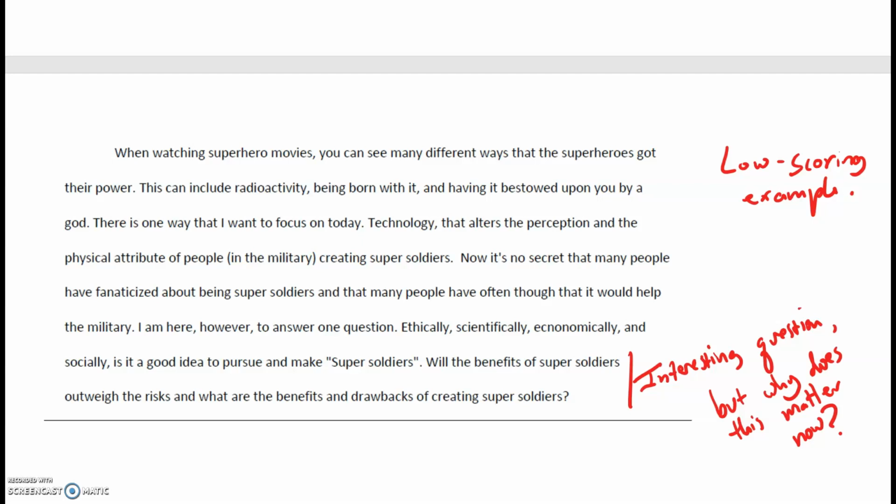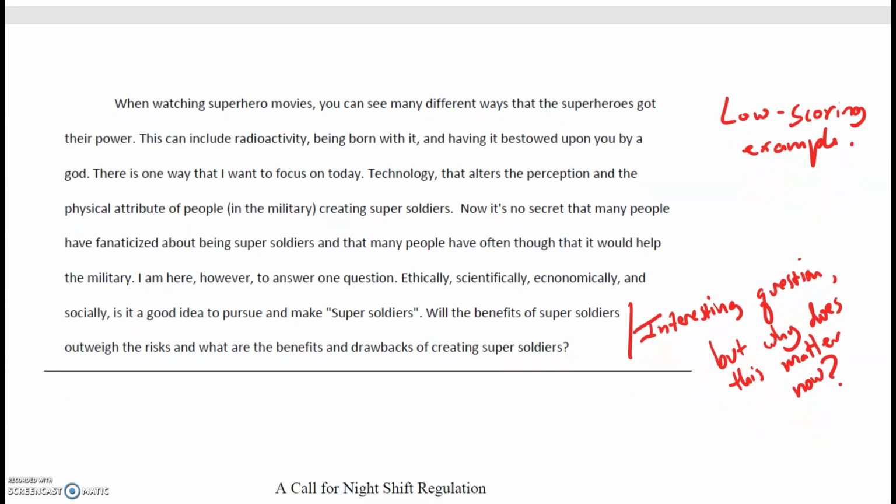Gee, that's a lot of lenses. Probably can't swing that in one paper. Is it a good idea to pursue and make super soldiers? Okay, that's a pretty interesting question. Probably from an economic, perhaps scientific, and maybe ethical perspective. I'd take those three. It's a good question.